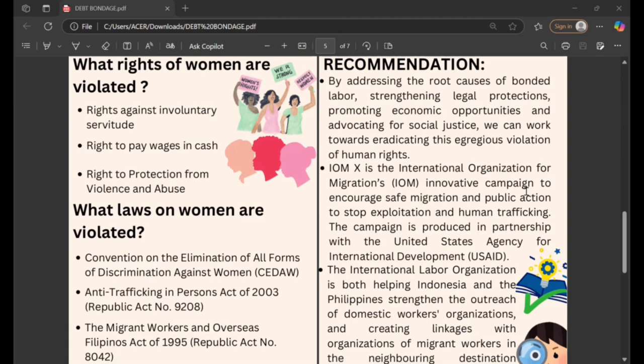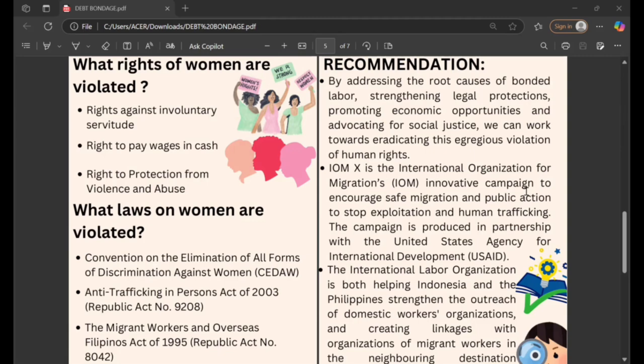And second, the Anti-Trafficking in Persons Act of 2003, or Republic Act number 9208. Debt bondage represents a clear violation of women's rights under the Anti-Trafficking in Persons Act of 2003, as it involves coercion, exploitation, and denial of freedom, all of which are prohibited under the law. The act is designed to prevent trafficking and exploitation, yet debt bondage keeps women trapped in abusive, exploitative conditions where they cannot escape, effectively denying them their basic human rights.